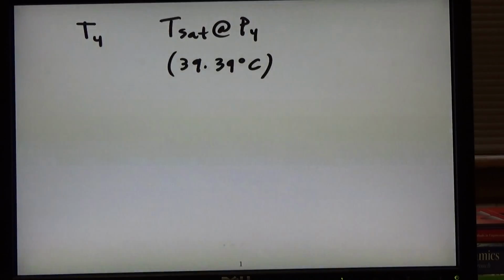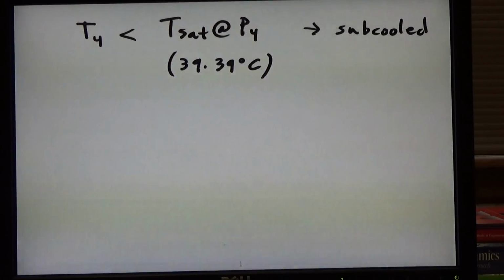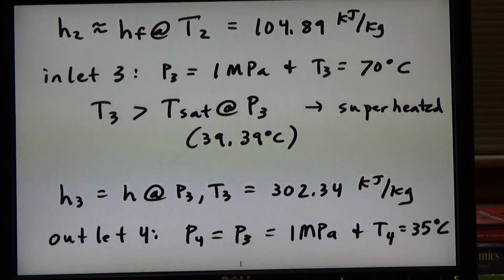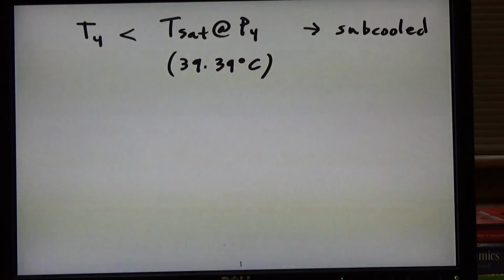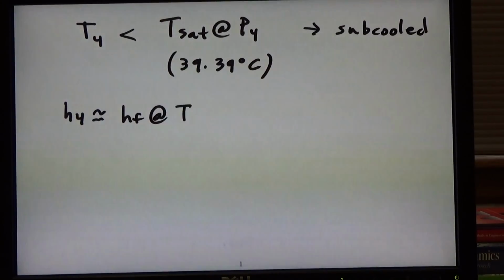Our T4 is indeed less than the saturation temperature, so we definitely do get a subcooled liquid. So it definitely does condense the refrigerant from a superheated vapor down into a subcooled liquid. Since there are no subcooled tables for refrigerant, the only thing to do is use our incompressible approximation. H4 is approximately equal to H_f at T4.